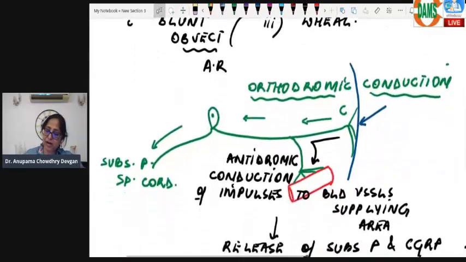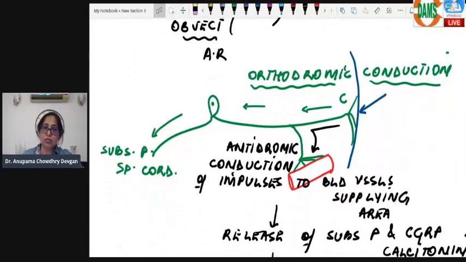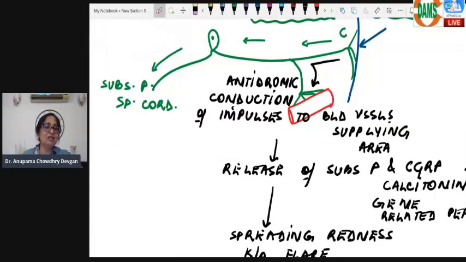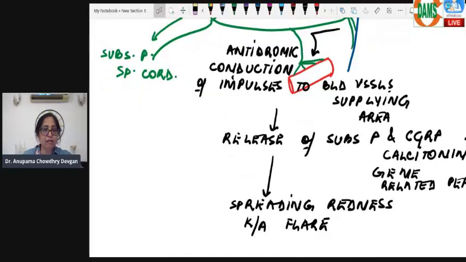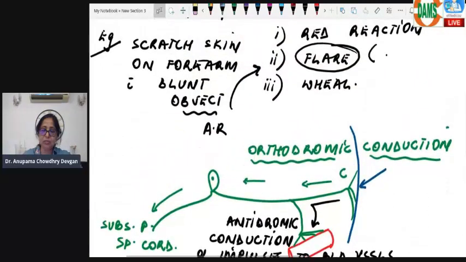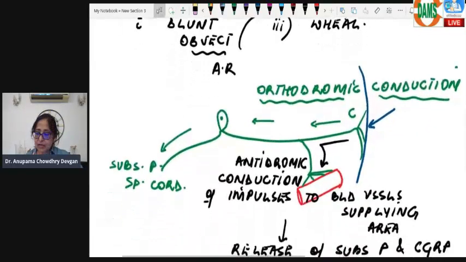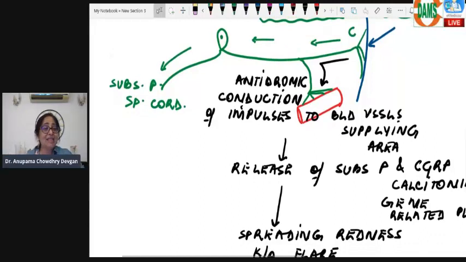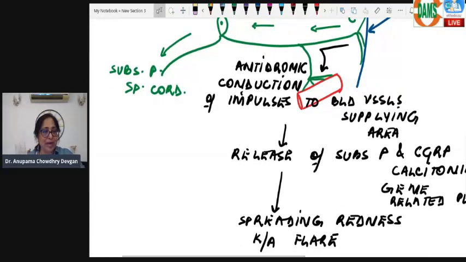What is a flare due to? Flare is due to an antidromic conduction of impulses to the blood vessels supplying the area, which causes release of substance P and CGRP, and this is known as spreading redness or a flare. The red reaction is at the site of injury. Flare is spreading redness, so the surrounding areas also become red. That is the difference between the red reaction and the flare. And there is a swelling, which is known as the wheal.